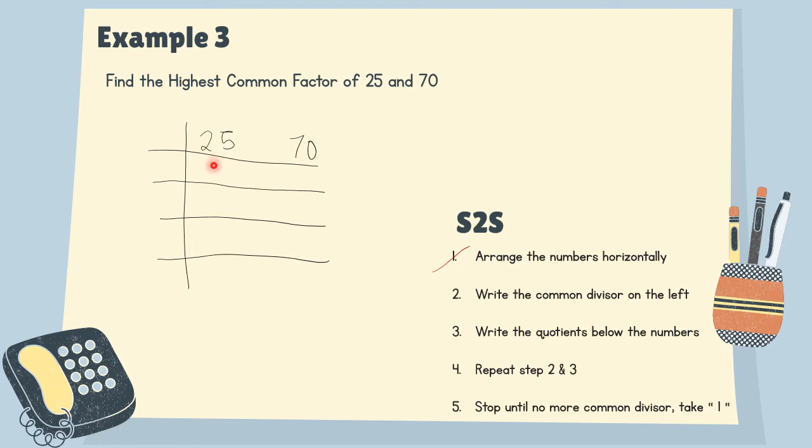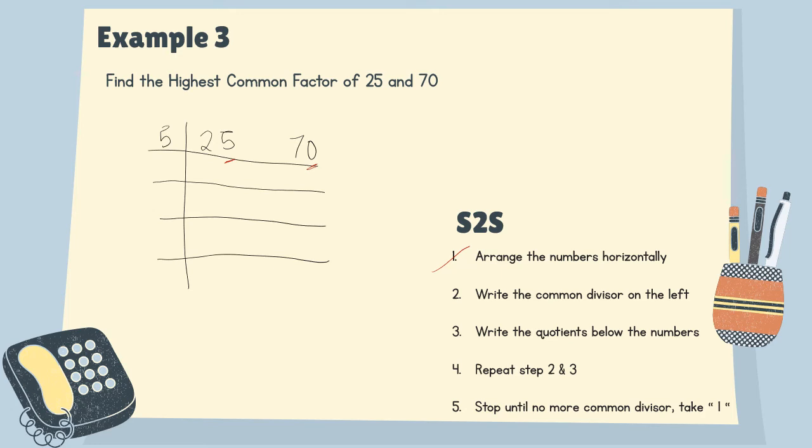Now, 25 is not an even number. It is an odd number. 70 is an even number. So what are we going to do? We can't just divide them by 2 because 25 is not in timetable 2. But both 25 and 70 are in timetable 5. They both have a common divisor, which is 5, because this ends with 5 and this ends with 0. So any numbers that end with 5 and 0 are definitely in timetable 5.